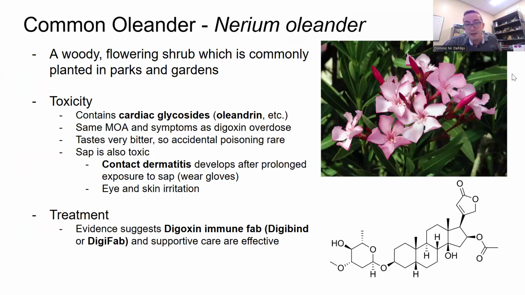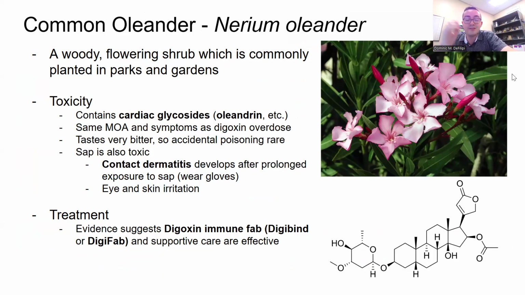Next up, we have common oleander, or Nerium oleander. Easy to remember the Latin name when it's part of the common name too, right? So oleander is a woody flowering shrub, which is commonly planted in parks and gardens. And it is highly toxic. It is very, very highly toxic, despite being a very pretty flower.